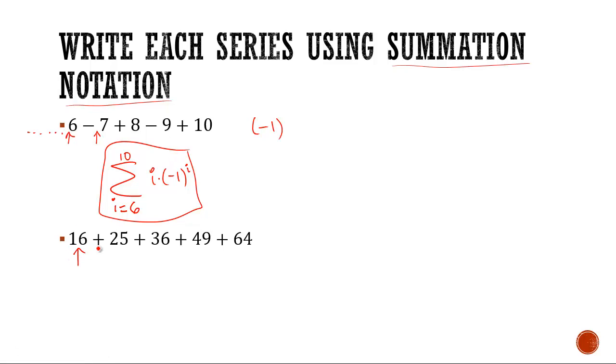Let's try the next one. What's happening here? Aren't these perfect squares? So we could take our summation notation, and i is going from some number up to another number, and i is being squared. So this would mean if we started at 1, that'd be 1 squared, 2 squared, 3 squared, 4 squared. But here we're starting at 4 squared. So i is starting at 4 and going all the way up to 8 squared, which is 64. And that's it. There's no alternating negative, so we don't need the negative 1 to the power of.